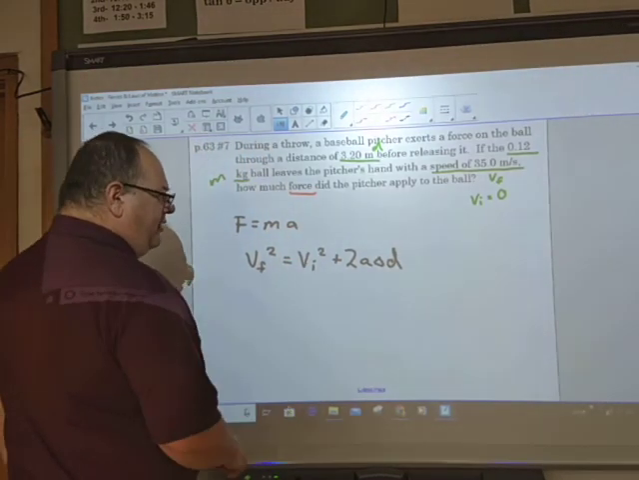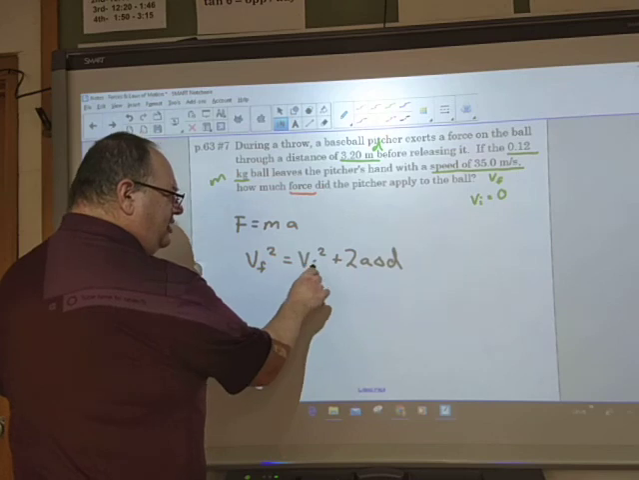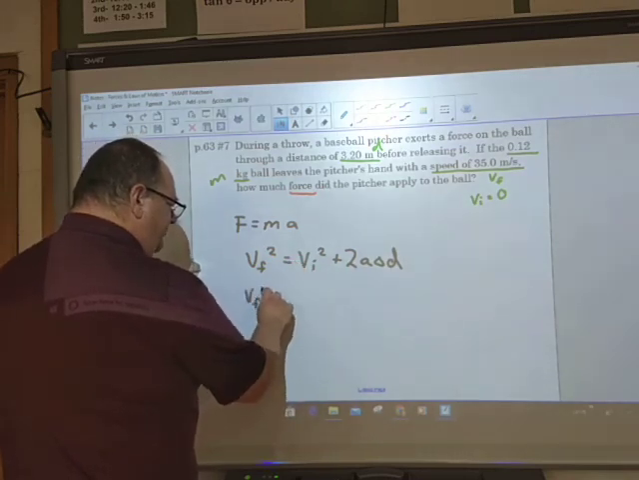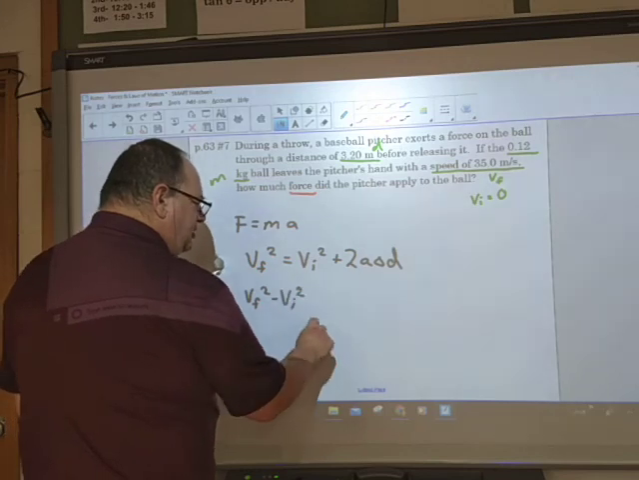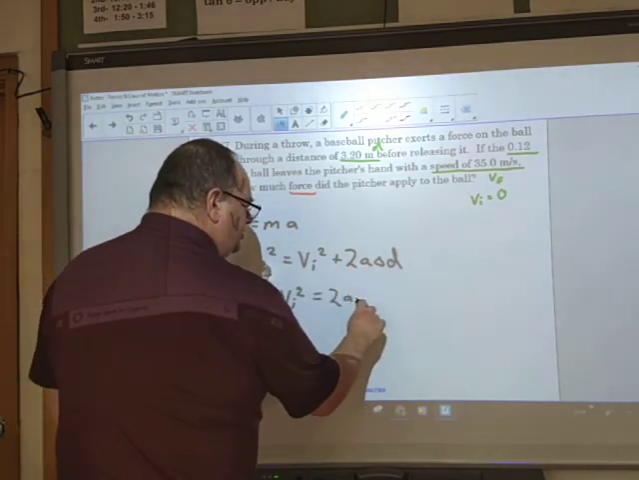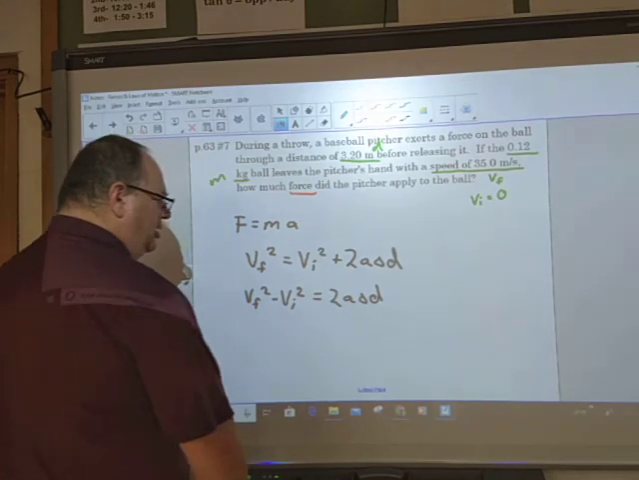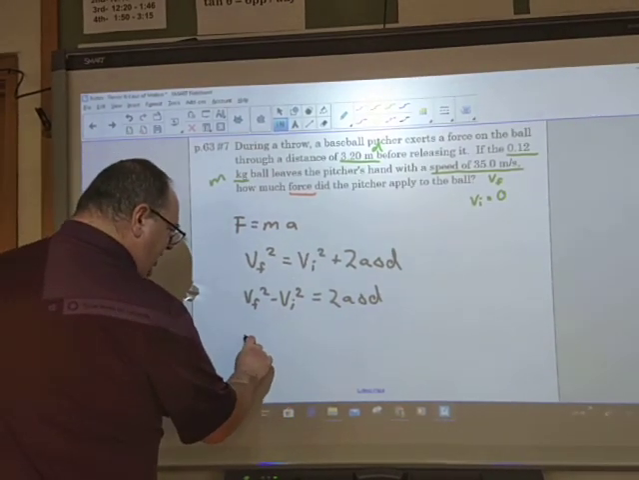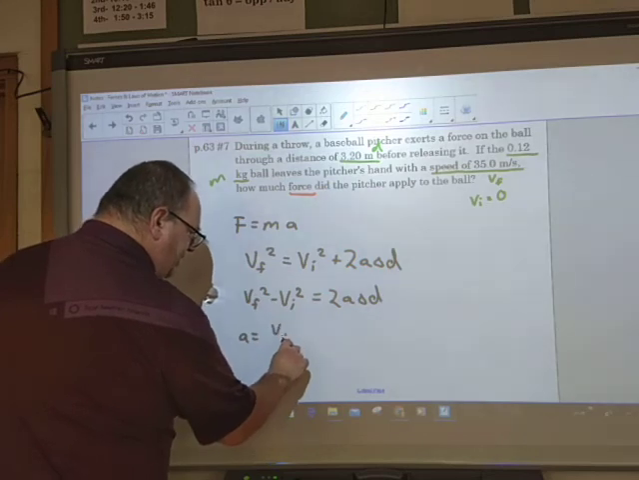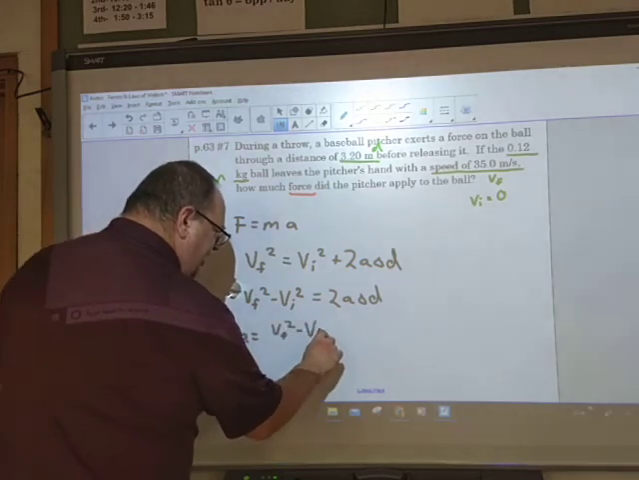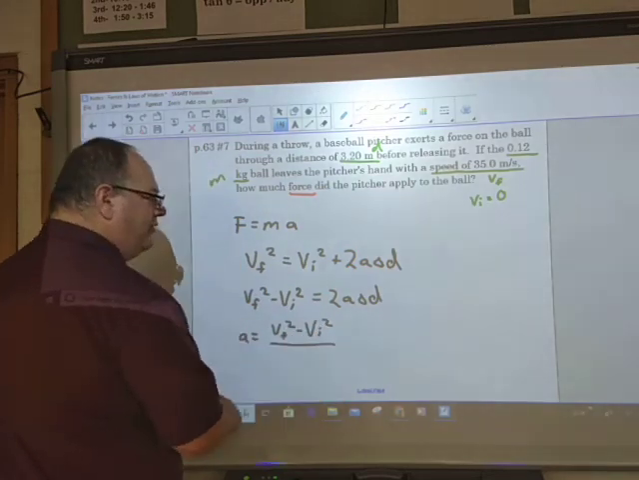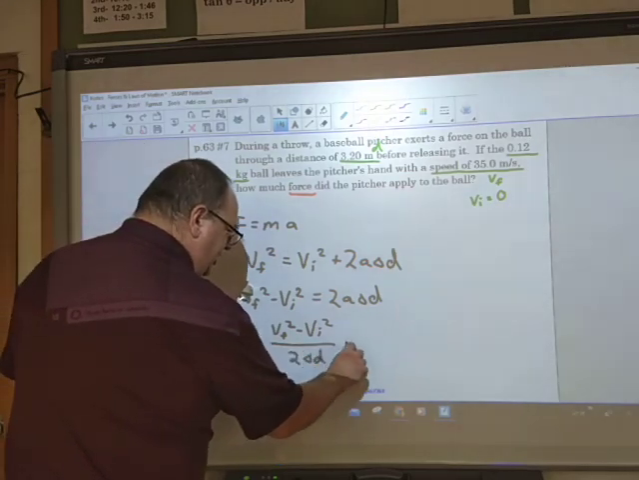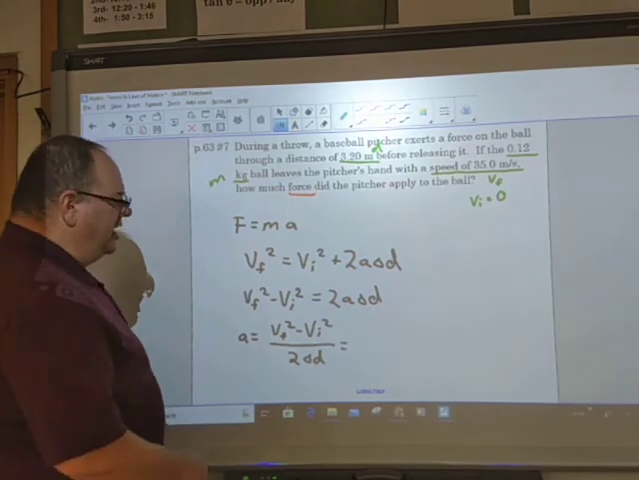Now I got to rearrange that. So the first thing I got to do is get rid of this VI squared. I got to subtract that from both sides. So VF squared minus VI squared equals 2A delta D. So now I got to divide by the 2 and the delta D. So I get A equals VF squared minus VI squared over 2 delta D. And I'm ready to plug in my numbers.